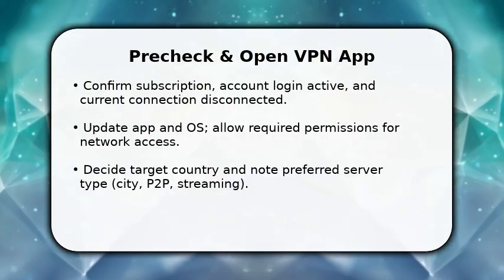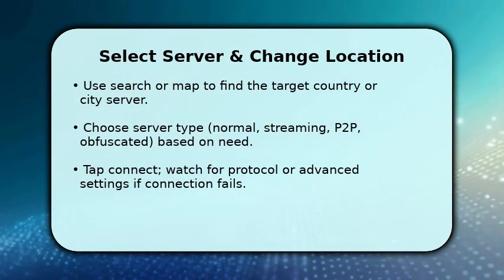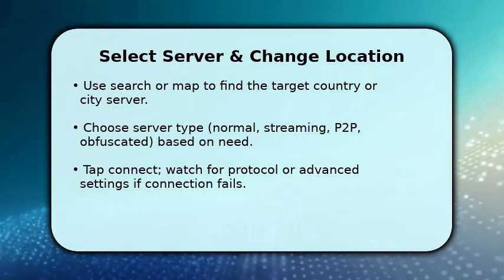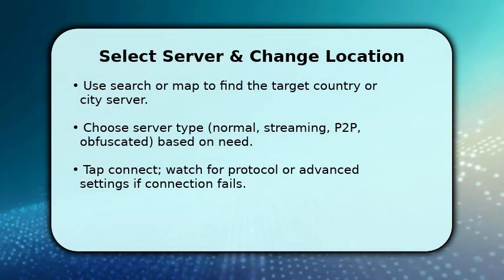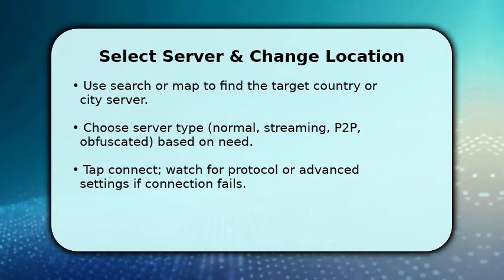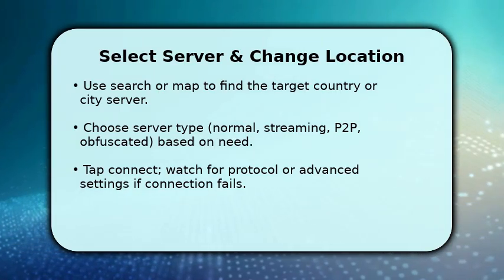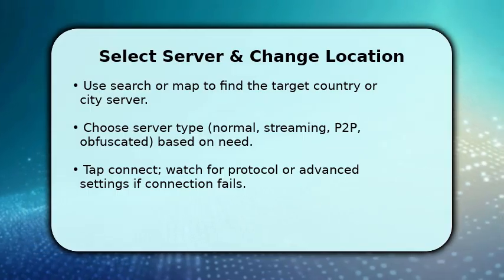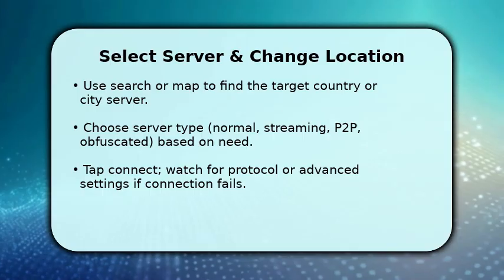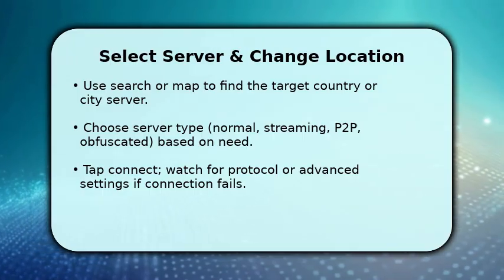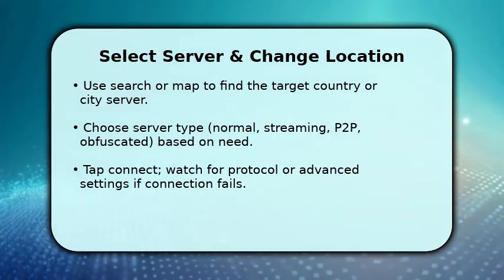Next, you pick the country and exact server. In the app, use the search box or interactive map to locate the target nation, then choose a city or specialty server if available. You're aiming to change your exit IP, so select the server type that matches your use case. For privacy, pick an obfuscated or secure protocol. For speed, pick a nearby city.